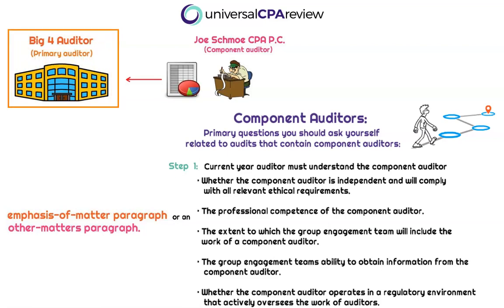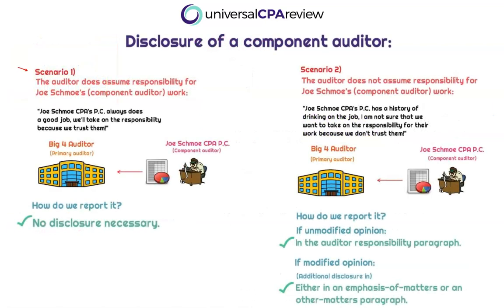Now that they understand Joe Schmo and the component auditor's work, they can make the determination as to whether or not they want to take responsibility for this work. At the end of the day, we want to understand whether or not we want to be liable for Joe Schmo's work on this component. If we think Joe Schmo CPA always does a good job, then we'll take the responsibility for them because we trust them. In which case, how would this be reported? This is a question the CPA exam loves to ask. Because the group auditor is taking on responsibility, no disclosure would be necessary.